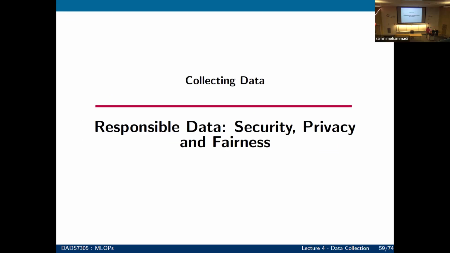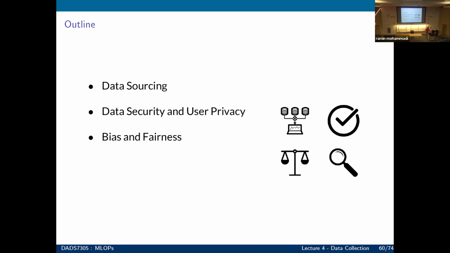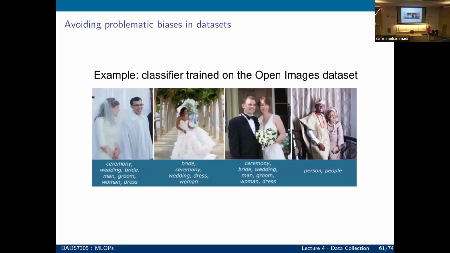All right. Last thing, collecting data and responsible data: security, privacy, and fairness. I'm going to skim through this fast because I assume that you all have a good knowledge of this type of thing. Data sourcing, that was the first thing we talked about. Be sure you know where this data comes from. Don't source your data from random places. Be sure that you know the owner of the data, validate the data, and that it doesn't have poisoning or anything wrong with it. Data security and user privacy, and bias and fairness.